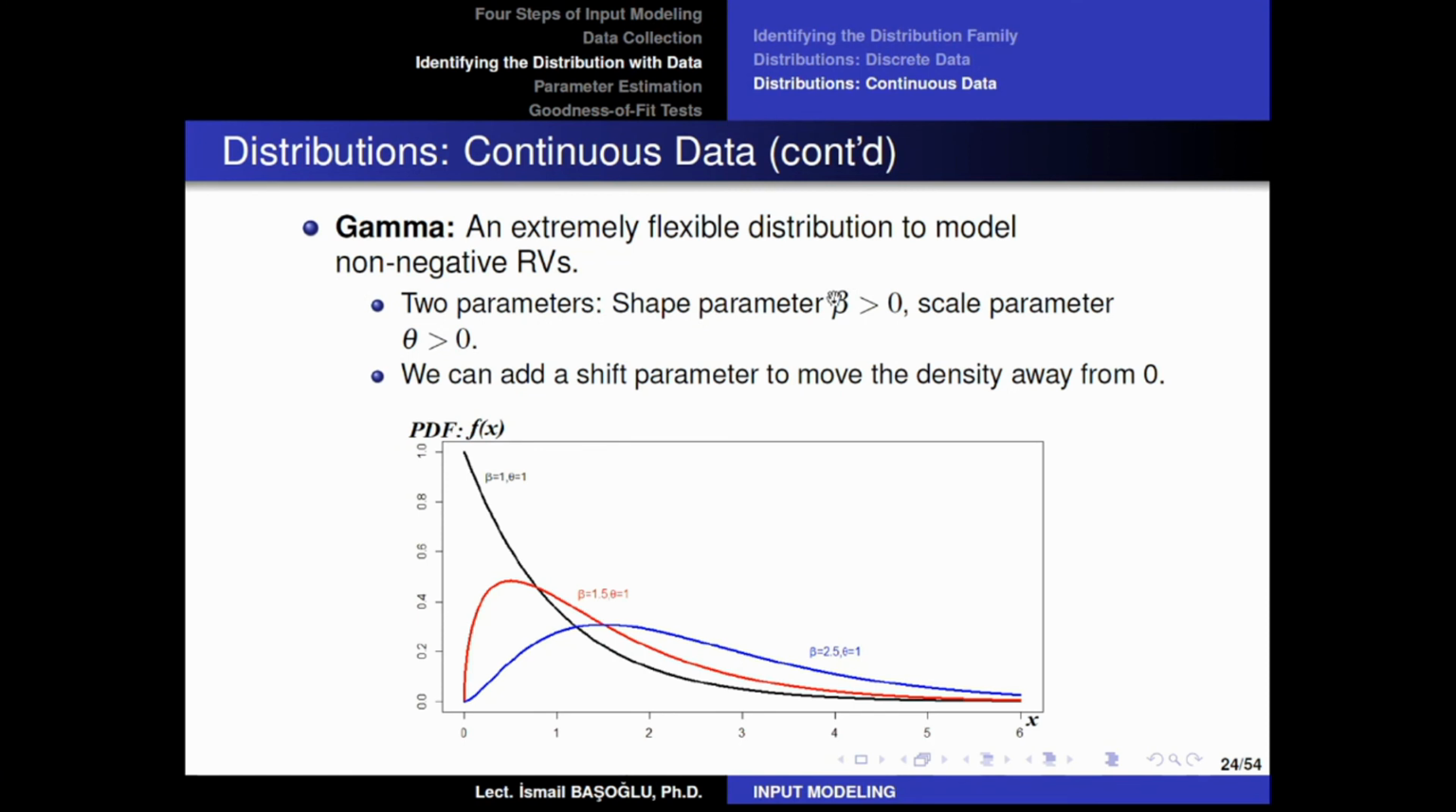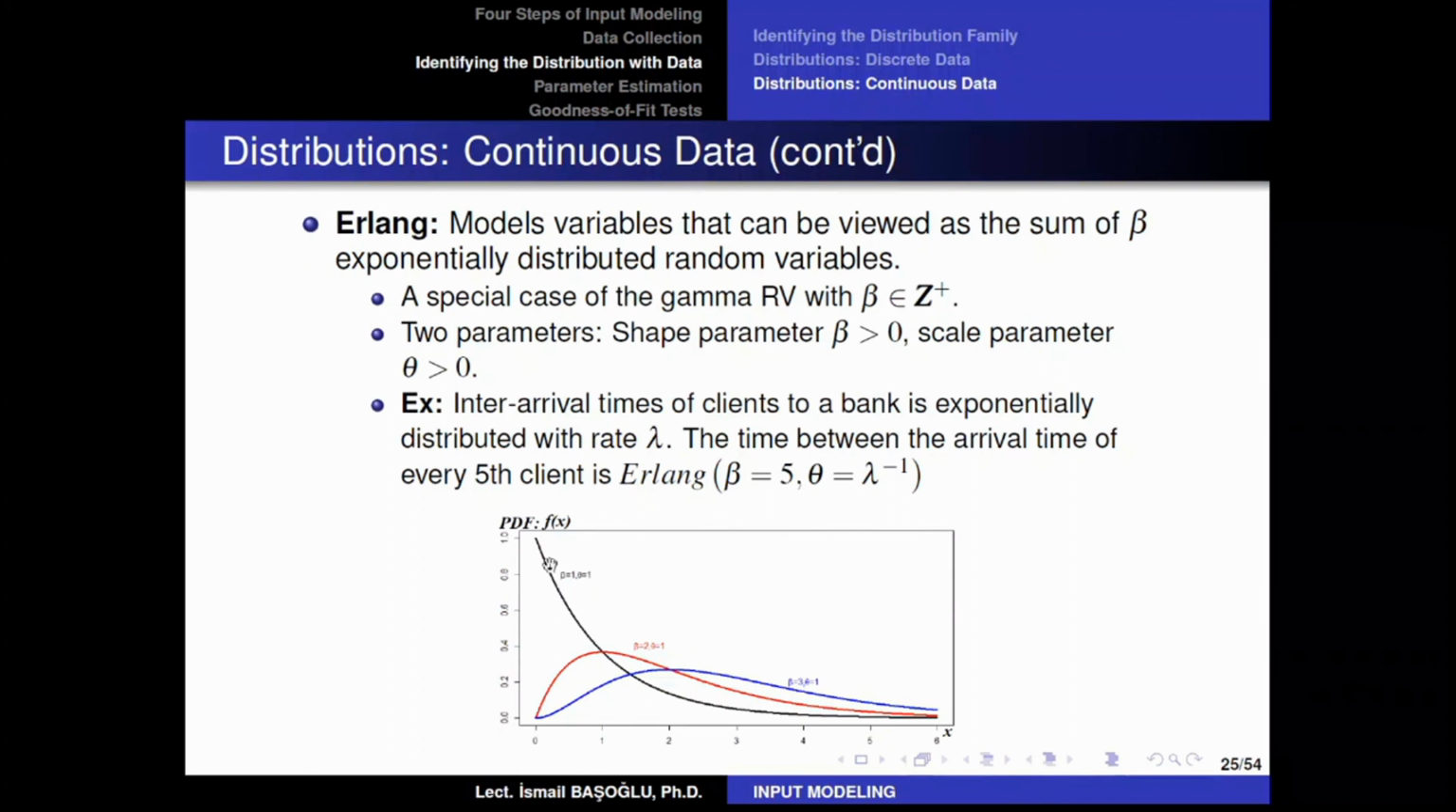In the gamma distribution, if the shape parameter takes only integer values, then these gamma random variables with integer valued shape parameter are called Erlang random variables. So Erlang random variables are special cases of gamma random variables where shape parameter takes integer values. In this page, you have the Erlang random variables. As you can see, when beta is equal to 1 and theta is equal to 1, it is the exponential random variable again. This is the case where beta is equal to 2 and theta is equal to 1, and this is the case where beta is equal to 3 and theta is equal to 1.